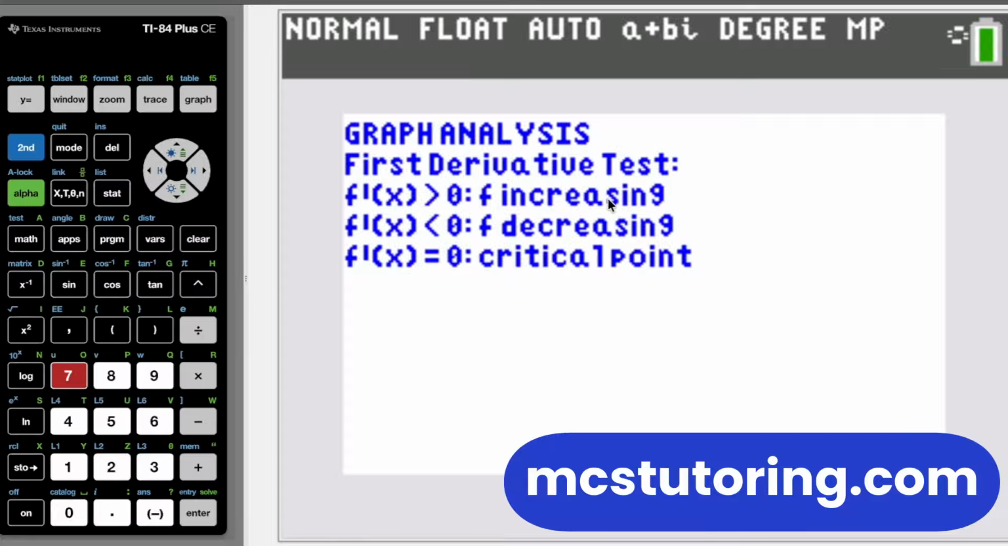First derivative test, you guys probably already know this. If f'(x) is greater than 0, f is increasing, the function is increasing. If f'(x), like the derivative, is less than 0, it's decreasing. If f'(x) equals 0, it's a critical point.